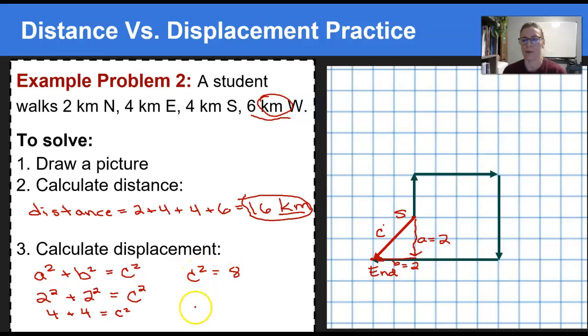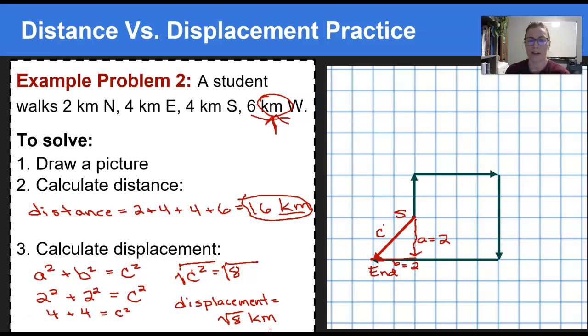Well, how do we get rid of that square? Right now, we don't have displacement until we get rid of it. We do that by taking the square root. Okay, so really our displacement is going to be the square root of 8. All right, but we're not done. That's just the number. Remember, when we do displacement, we need the unit. So the unit will be kilometer.